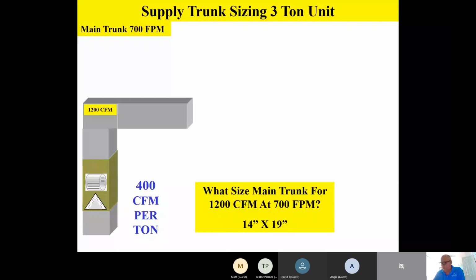And again, based on the air duct calculator you've got, ours may read a little bit different than the other one. But if you're within 1 inch or so of the nominal, that's fine. So a 14 by 19.